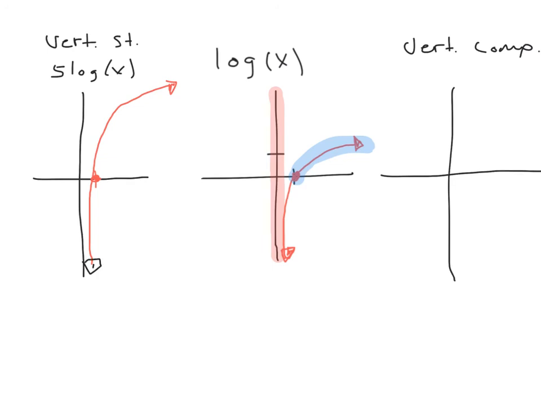Now for a vertical compression, that's going to be maybe 1/5 log of x. What that does is compress it, pushing it towards the x-axis. And it looks something like that.